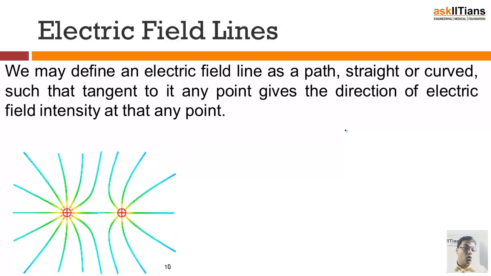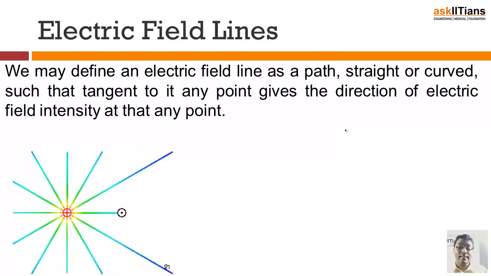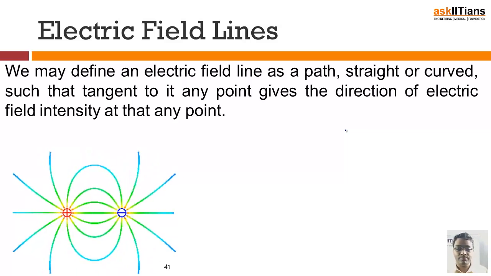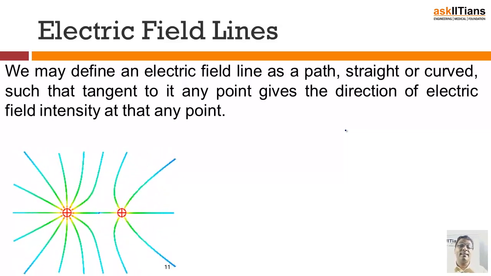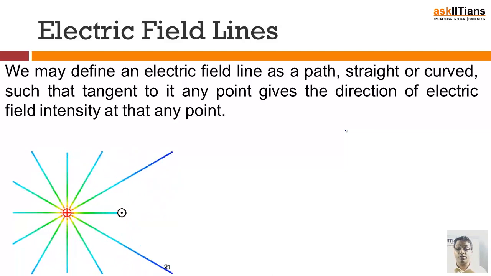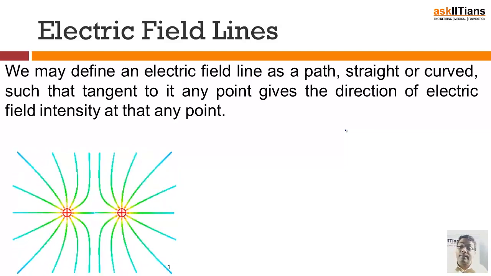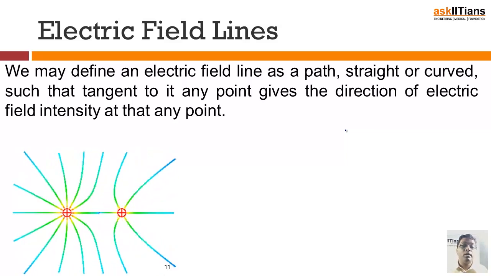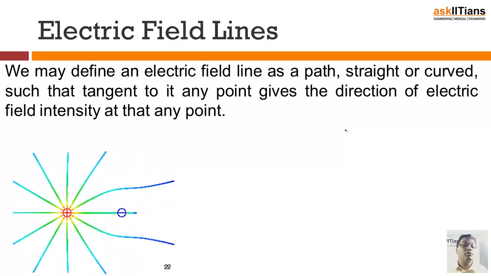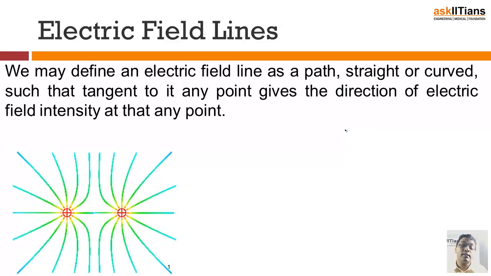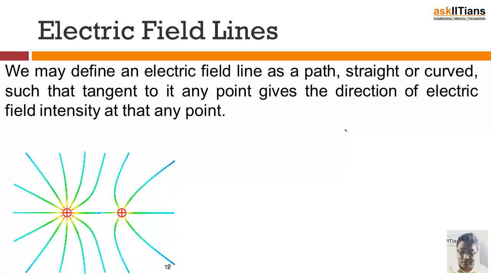Now, one thing to note here is that no two electric field lines can intersect. If you have two electric field lines intersecting, that means if you draw a tangent, there are going to be two directions of the electric field. That is not going to be possible. At any particular place, you cannot have two directions of electric field. These are vector quantities, so there is just going to be one single direction, right?